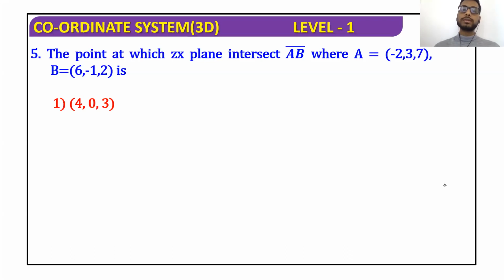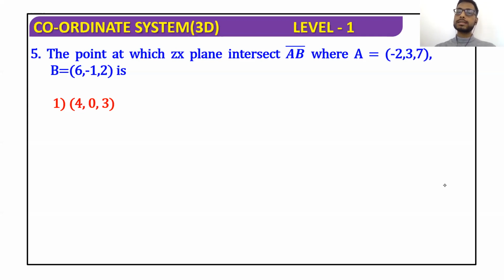I have to find a point at which my zx plane intersects AB bar, where A and B are given as this. So we have seen similar type of question yesterday, where a zx plane is intersecting or dividing in a particular ratio. So what was answer in that case? Answer was minus y1 by y2. If zx plane is intersecting AB, it's going to be minus y1 by y2. If xy plane is intersecting your vector, then answer would be minus of z1 by z2.